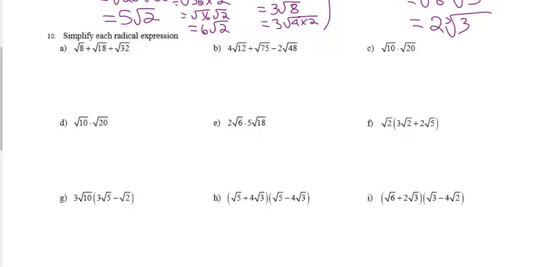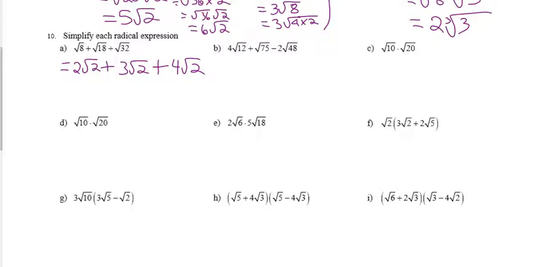How do you add these guys? They need to be like radicals, right? So we need to simplify them. Root 8, okay, this is where I stop doing the detailed stuff and just go to the answer. Root 8 is 2 root 2, because it's the root of 4 times 2 and the root of 4 is 2. What's root 18? 3 root 2. What's the root of 32?